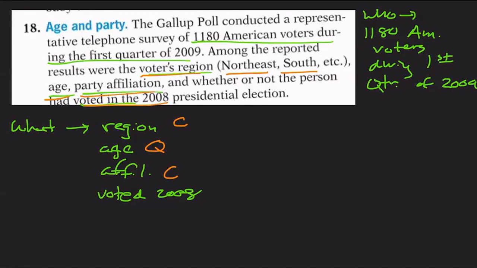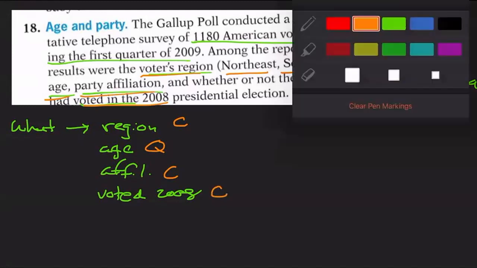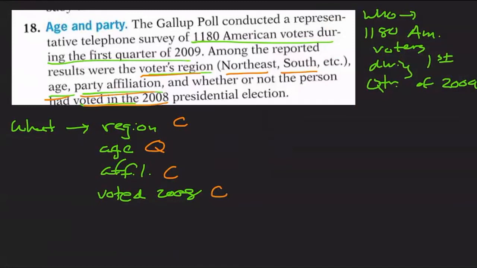What kind of answer are they going to give? They're probably going to say yes or no, or maybe decline to answer or something. None of those are numbers with units, so we put categorical. Next, we have when, and it says first quarter of 2009.